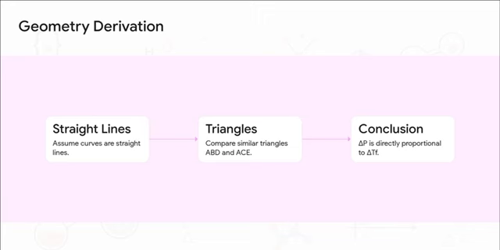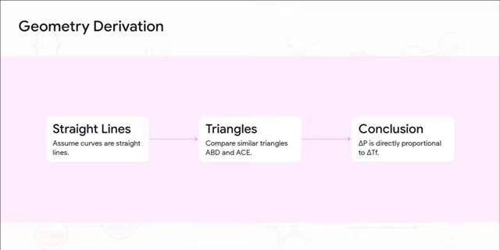But wait, how do we actually link this temperature drop back to the pressure drop we saw on the vertical axis? Well, we use a little geometry. If we look closely at that graph and assume these curves over these tiny intervals are practically straight lines, we can form triangles. By comparing similar triangles, specifically triangle ABD and triangle ACE from the graph, we get proportional ratios.